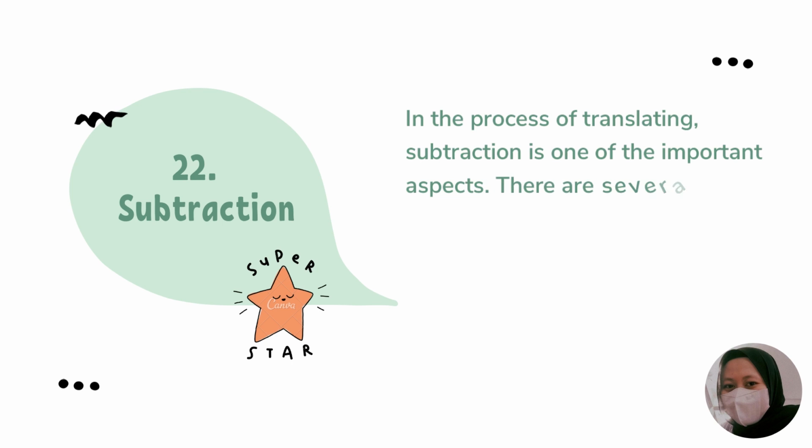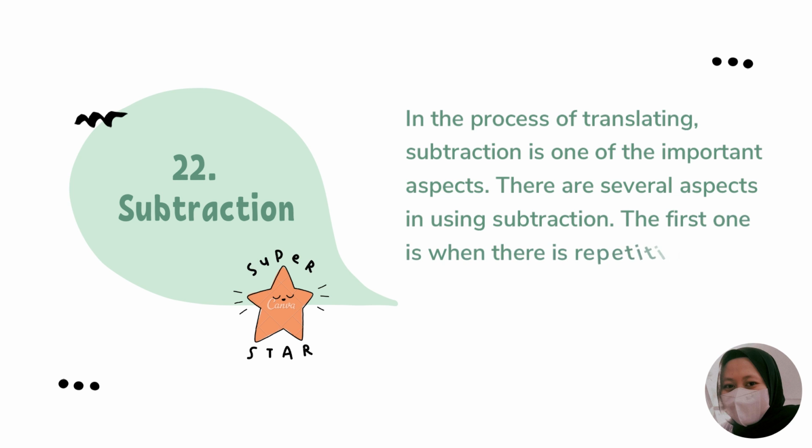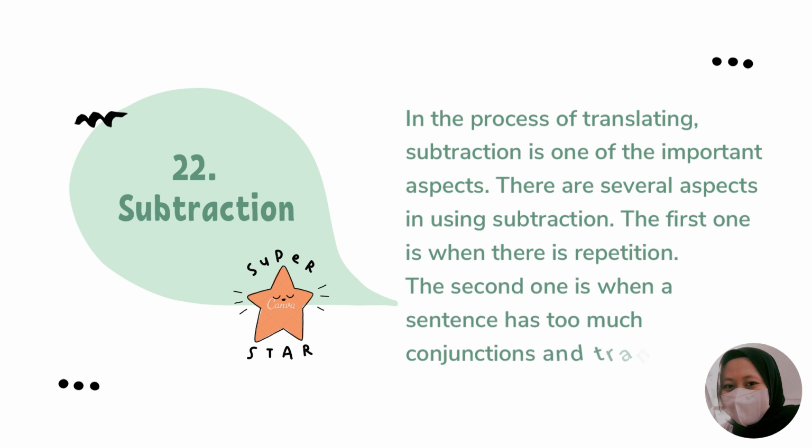And the last, subtraction. In the process of translating, subtraction is one of the important aspects. There are several aspects in using subtraction. The first one is when there is repetition. The second one is when a sentence has too much conjunction and transitional.